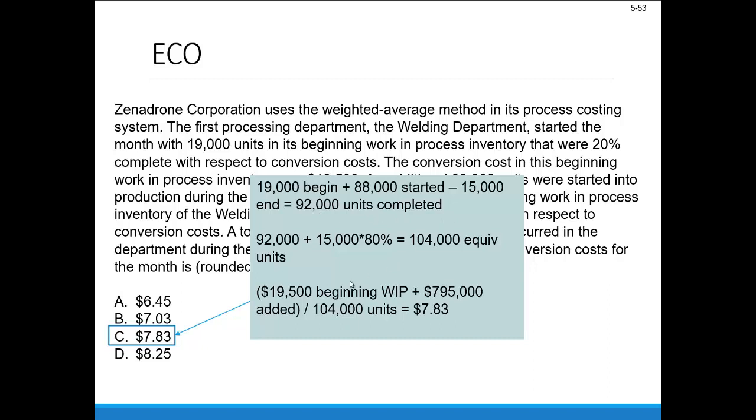in that period. So to come up with equivalent units first, we're going to take the 92,000 units completed and transferred now, plus the 15,000 units in ending work in process that were 80% complete with respect to these conversion costs, to get total equivalent units of 104,000. Now we can figure out that cost per equivalent unit. So take all the conversion costs, $19,500 sitting in beginning work in process, plus the 795,000 we added during the period, divided by the equivalent units of production of 104,000, and there's our $7.83.